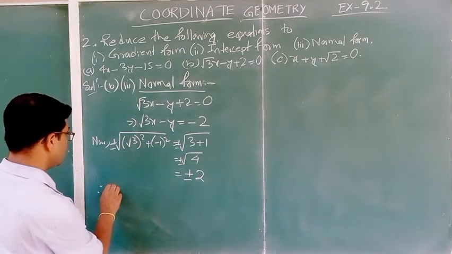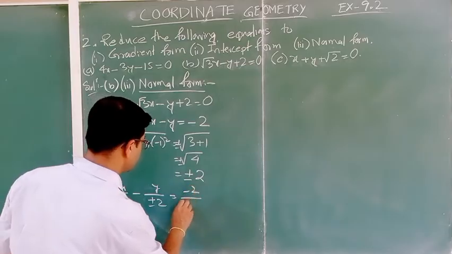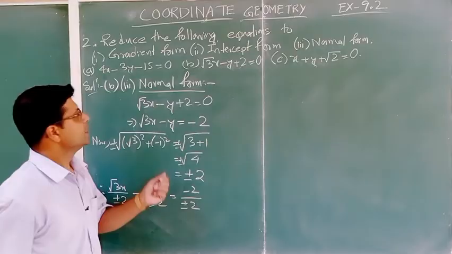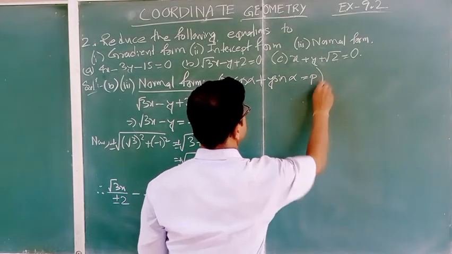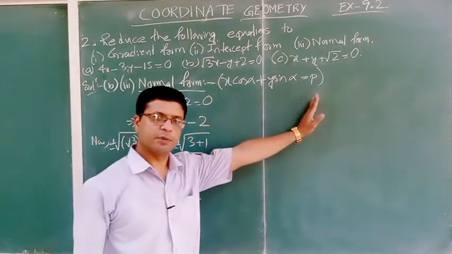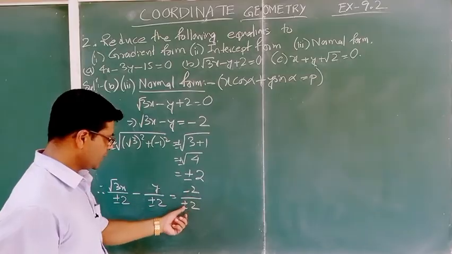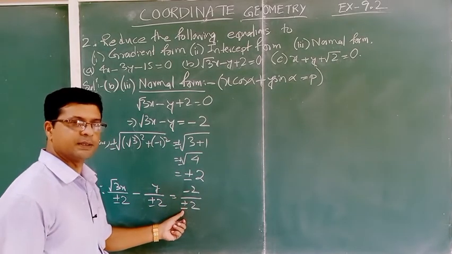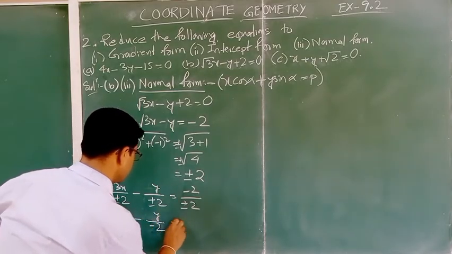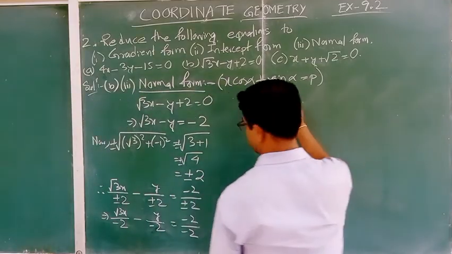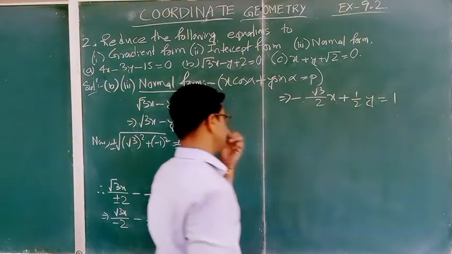So therefore root 3x divided by plus minus 2, minus y divided by plus minus 2, minus 2 divided by plus minus 2. Now dear students, normal form I didn't write, forgot. x cos alpha plus y sin alpha is equal to p. This p is the length of the perpendicular or the normal. This length is always positive. So here which sign we have to consider, plus 2 or minus 2, to make it positive? Because p is positive, and as this minus 2 is there already, we have to choose minus. So in each term we'll choose minus 2, minus 2 divided by minus 2. I hope you understood this. So this is minus root 3 by 2 x plus half y, this is 1. Got it? Okay.